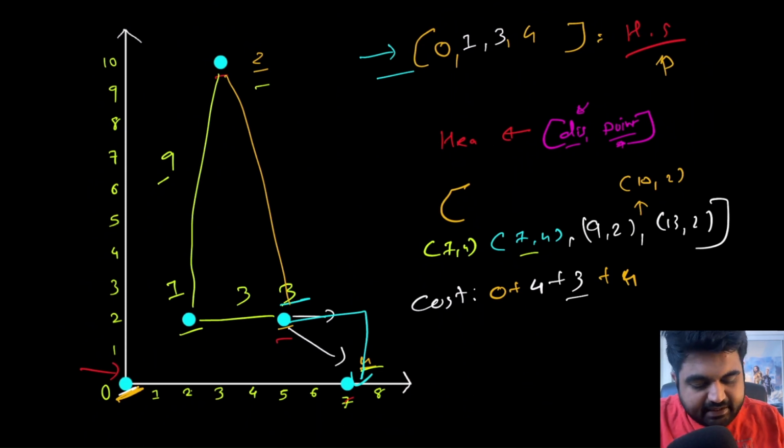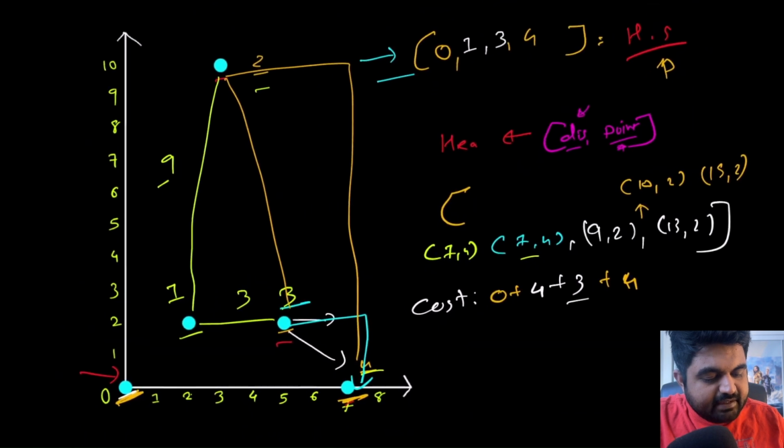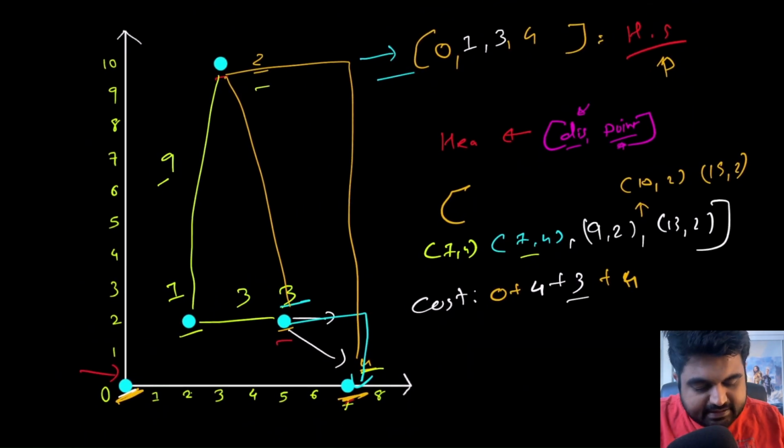Now from 4, we will once again calculate the distance to 2. So let's say that this distance is going to be 15. So 15 to 2. So currently these are all the entries we have inside our heap. And let's see what we need to do. So we already visited 0, 1, 3 and 4. We haven't visited node number 2.